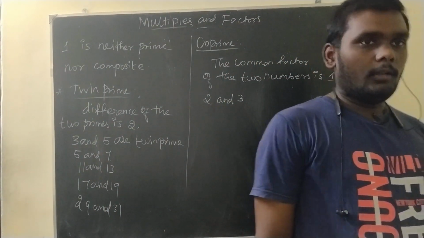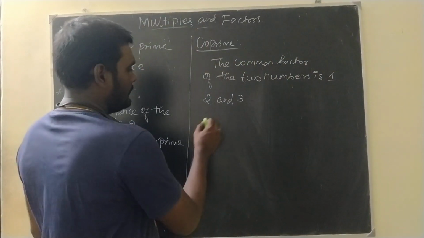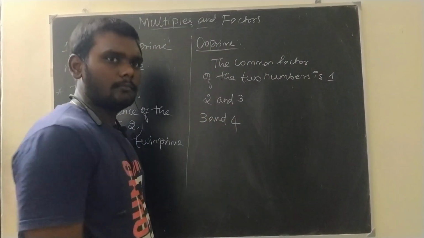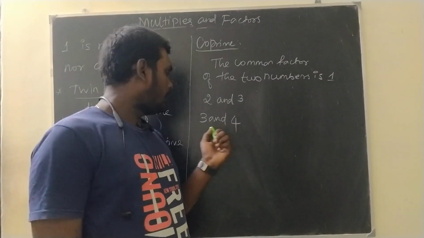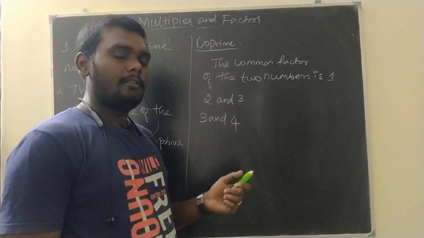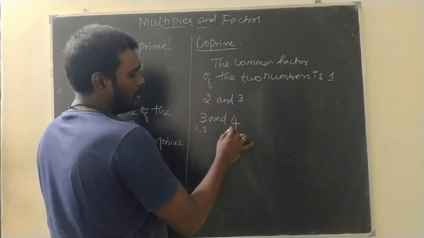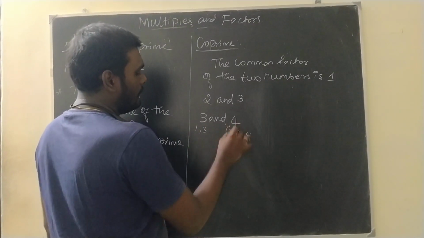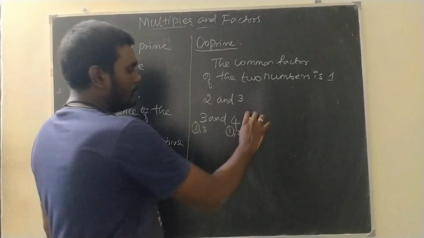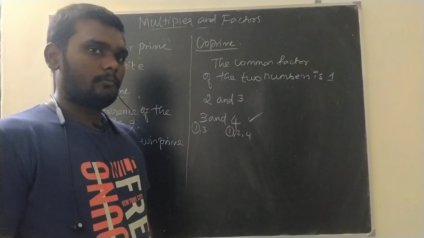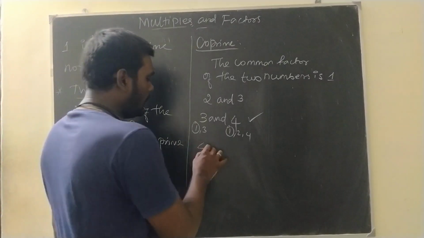Okay. Now, we check the same for 3 and 4. What is the common factor for 3 and 4? For that, we have to list out the factors. Factors of 3 are 1 and 3. Factors of 4 are 1, 2, 4, in which 1 is the only common one. So, 3 and 4 are co-prime. Okay. What about 4 and 5?